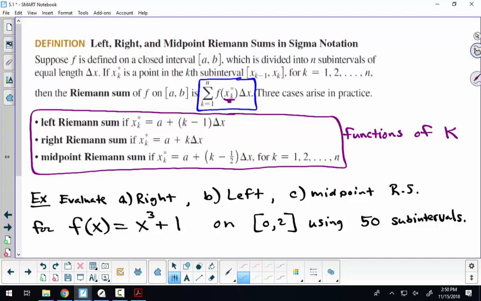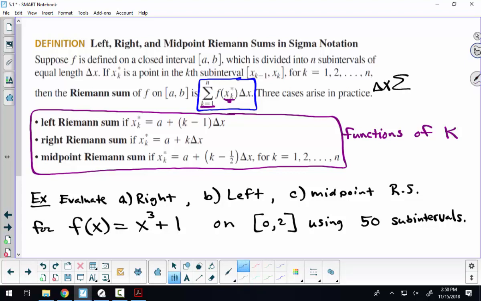So remember, this sigma operates on things that involve a k. This f of x star sub k is what you have to sum. No matter what that turns into, you have to keep all of the things that are produced there in front of the summation. The delta x doesn't involve a k, so this is a constant that can be pulled out of the summation.